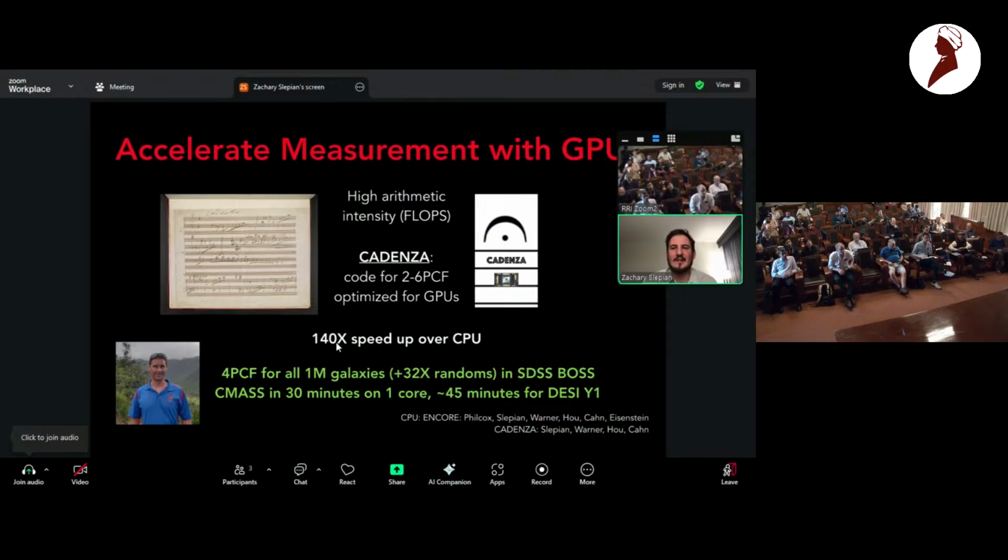This is a cadenza to Mozart's Piano Concerto number 20, written by Beethoven. So, cadenzas have a lot of notes. We have a lot of galaxies. So I thought it was appropriate.